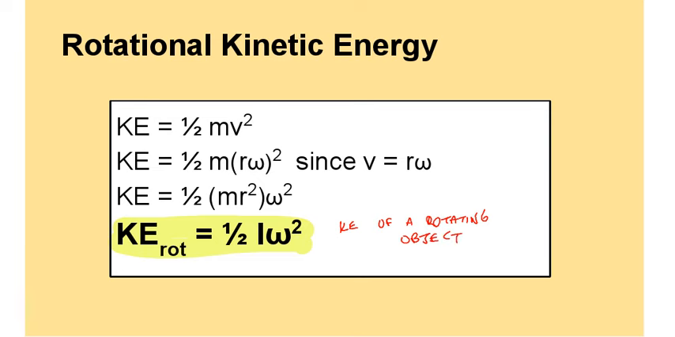And it works exactly like the kinetic energy of a linearly moving object, except this one's rotating. It would certainly take energy to get an object rotating. It would certainly take energy to stop it, and if it hit something, it would cause a transfer of energy there. So that's how to derive the rotational kinetic energy.